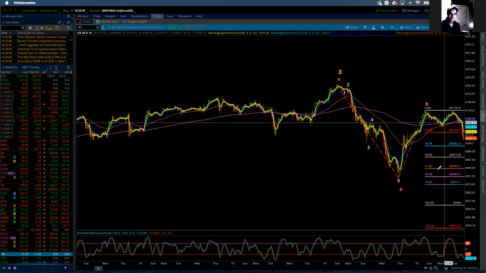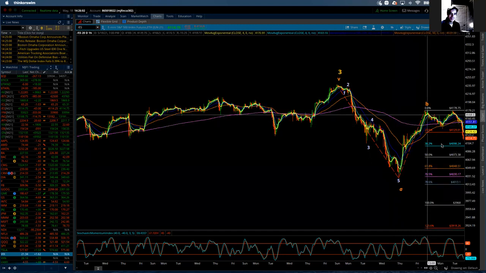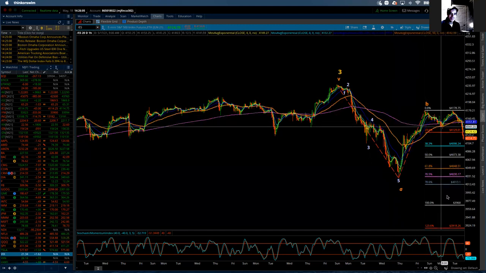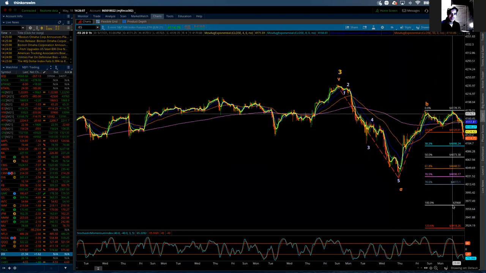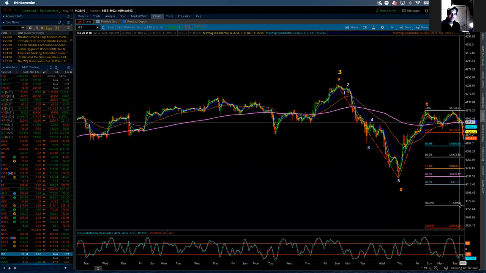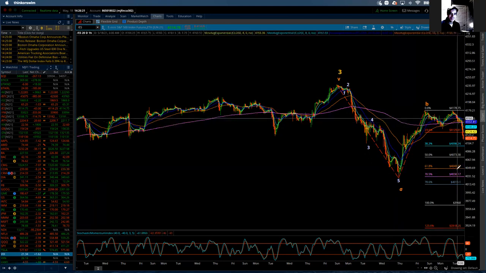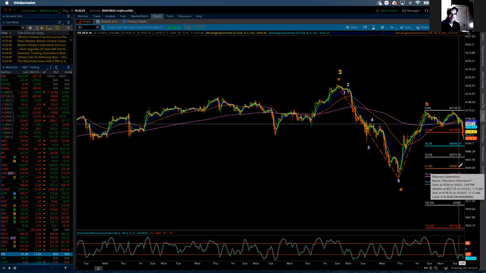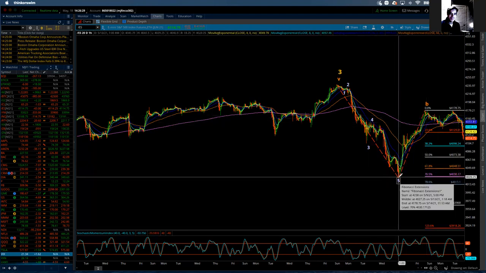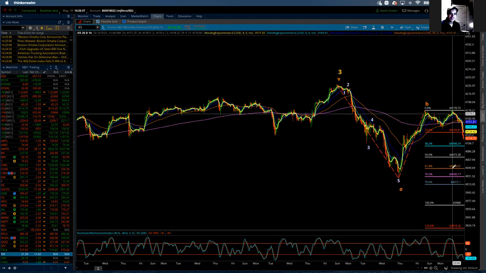Well, the most common is that wave C will equal wave A in length, and that comes in right here at 3,968. The second most common is that wave C will equal 61.8% of wave A, and that's way up here at 4,048. My expectation for that C wave would be for it to break below and create a new low below A, which is 4,029.25. So that one's not really in line yet.